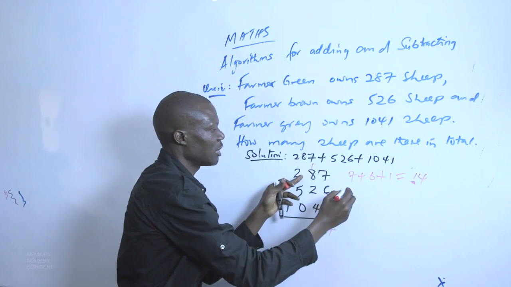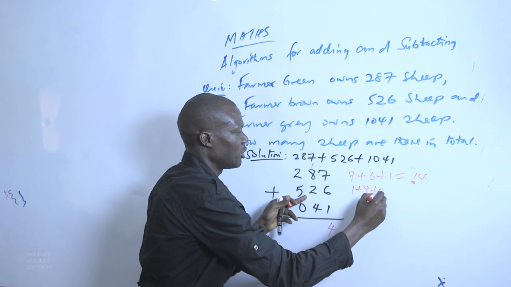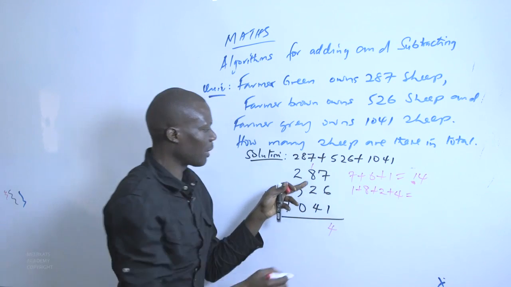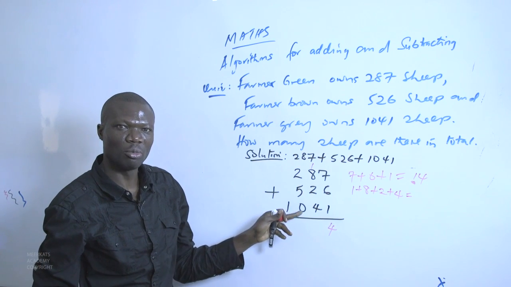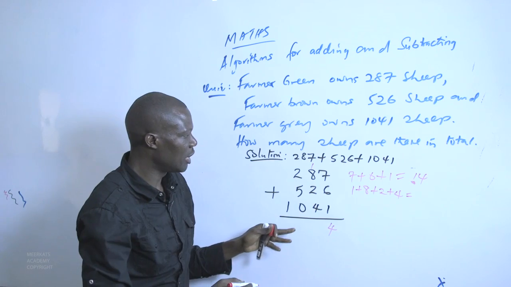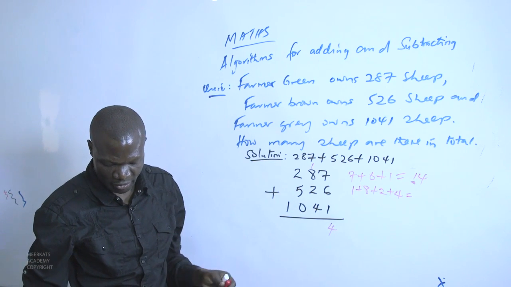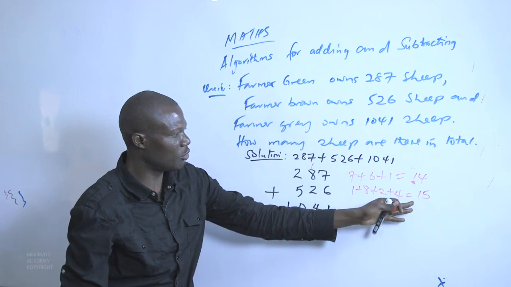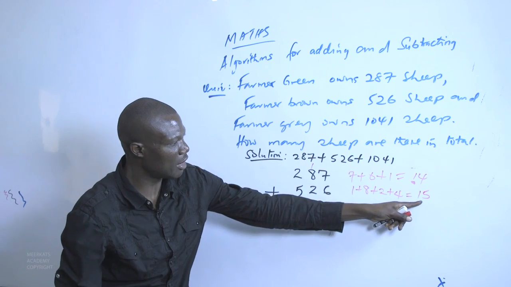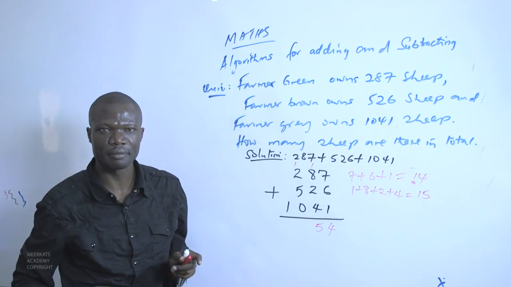So the next is 1, which we carried, then plus 8, plus 2, plus 4. When you add that, you'll find that this one gives us 15. Again, 15 is greater than 9. We shall have 5. We carry 1 to the next level.